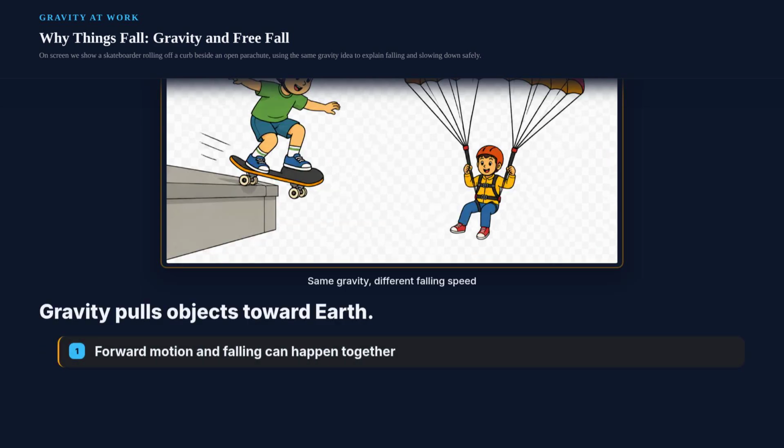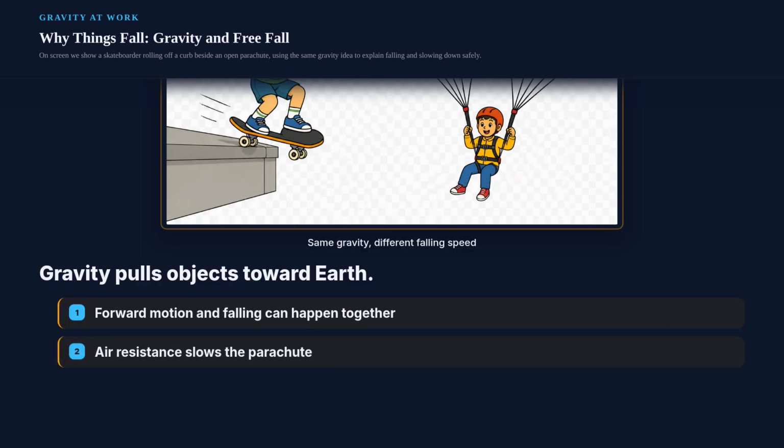The skateboarder is moving forward, but gravity still pulls down. So the motion can be sideways and downward at the same time. The parachute is not stopping gravity. It is just spreading out air, so the fall becomes much slower and safer.